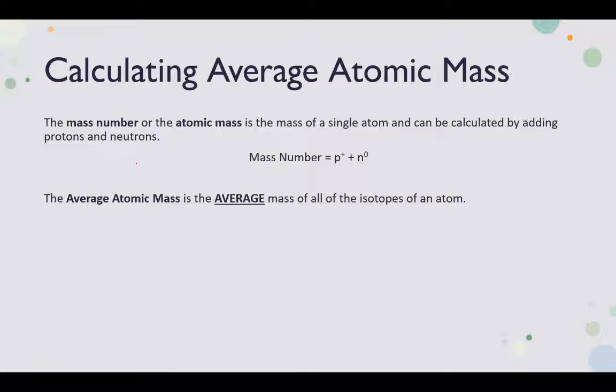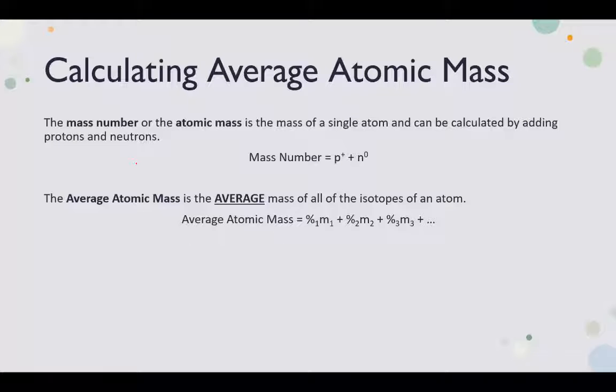Versus the average atomic mass, which is the average mass of all of the isotopes of an atom. So just a reminder, isotopes are atoms of the same element. So they have the same number of protons, they're the same element, but they have different masses. So they have different numbers of neutrons.